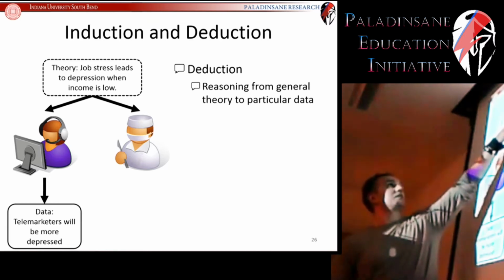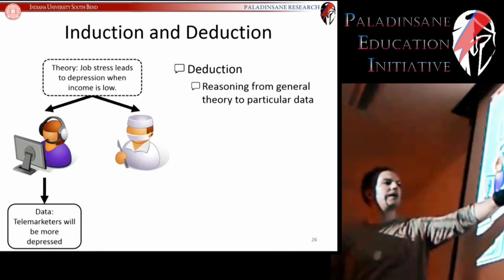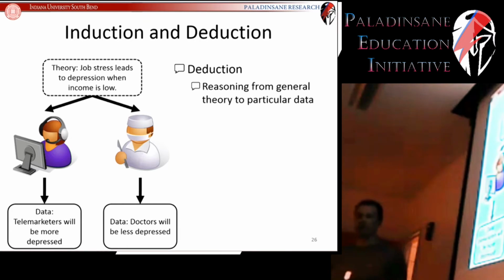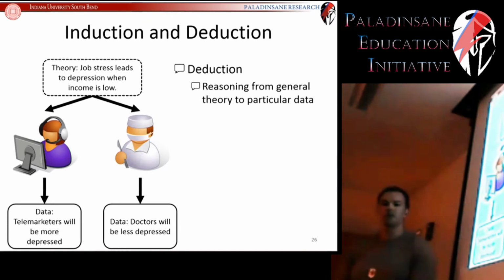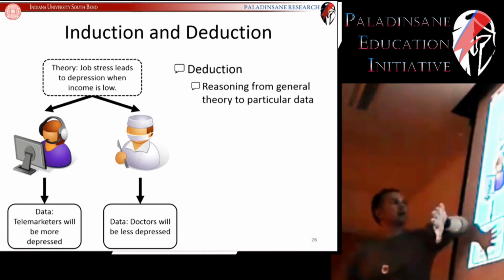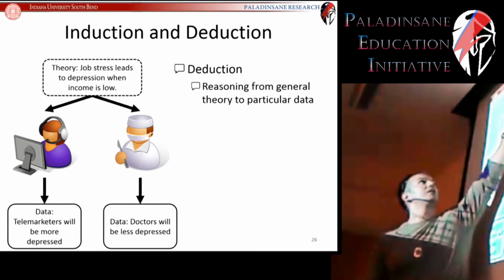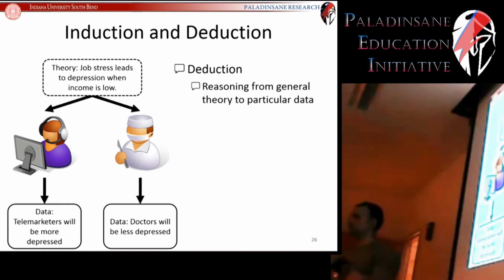So job stress leads to depression when income is low. They have stress, but they have high income. Therefore, we can predict that doctors will be less depressed than the average individual. So once again, we might have never measured the depression of doctors. We might have never measured the depression of telemarketers. But through deduction, if this theory is true, then we can predict for that situation, telemarketers will be more depressed. If this theory is true, then we can predict for this situation, doctors will be less depressed.